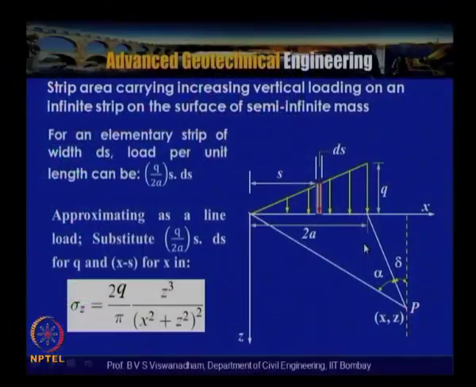Now, let us consider a strip carrying uniformly varying vertical loading on an infinite strip on the surface of a semi-infinite mass. Let us assume we have a strip of width 2a, so capital B is equal to 2a, and the loading intensity is 0 at one point and q at the other point. This is along the x axis and this is along the depth axis, that is the z axis. At x equal to 0 the load intensity is 0, q is equal to 0, and at x equal to 2a the loading intensity is equal to q.